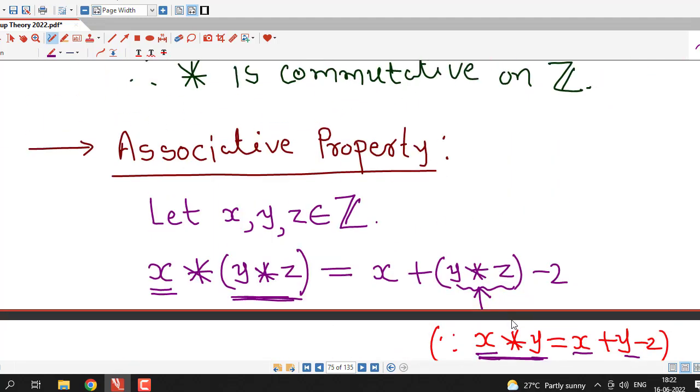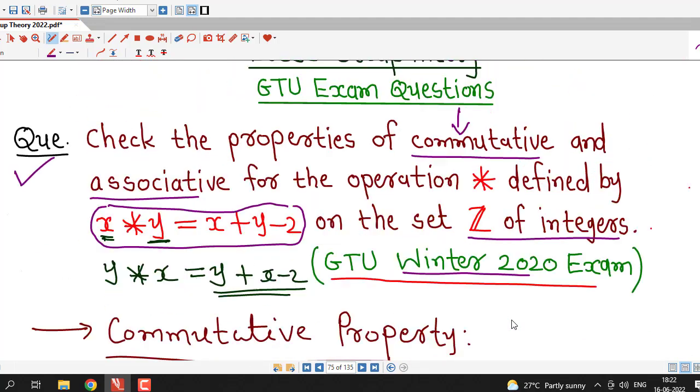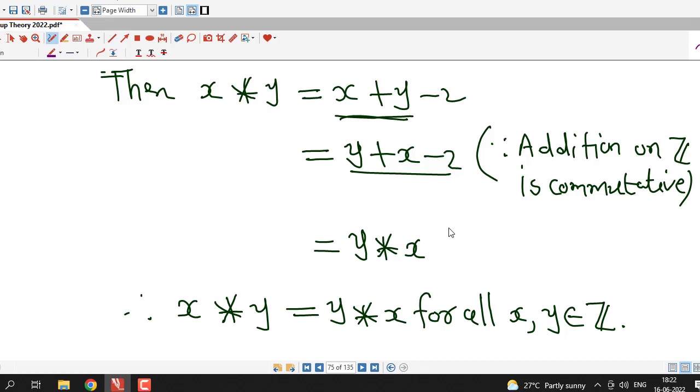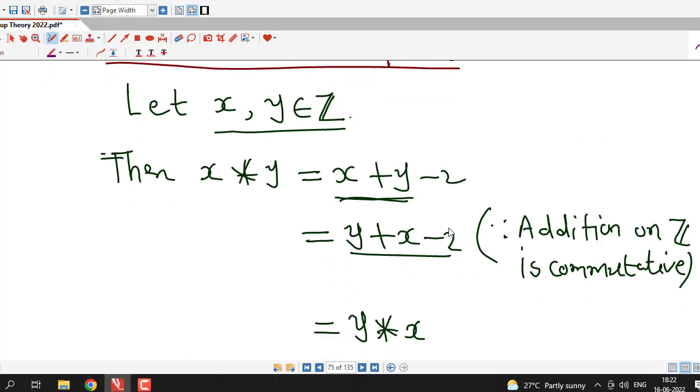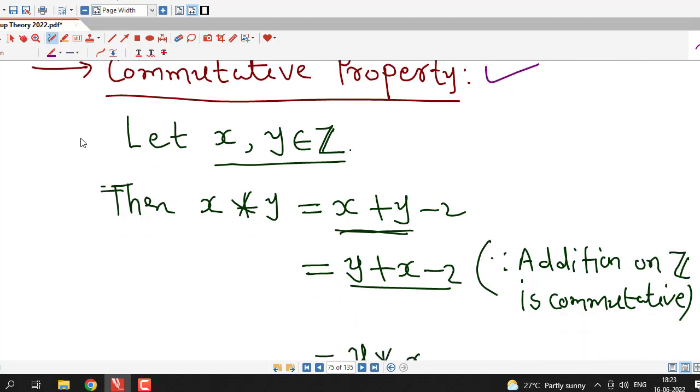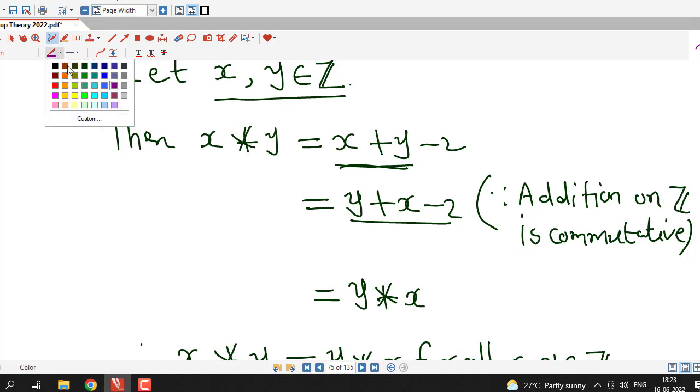So this is a very easy question. You just have to check two properties of commutative and associative for given operation on the set of integers, and we have just used the definition of binary operation which is given, and we have used definitions of commutative and associative property, or we must know when our binary operation is commutative and when it is associative, and we have frequently used this property.